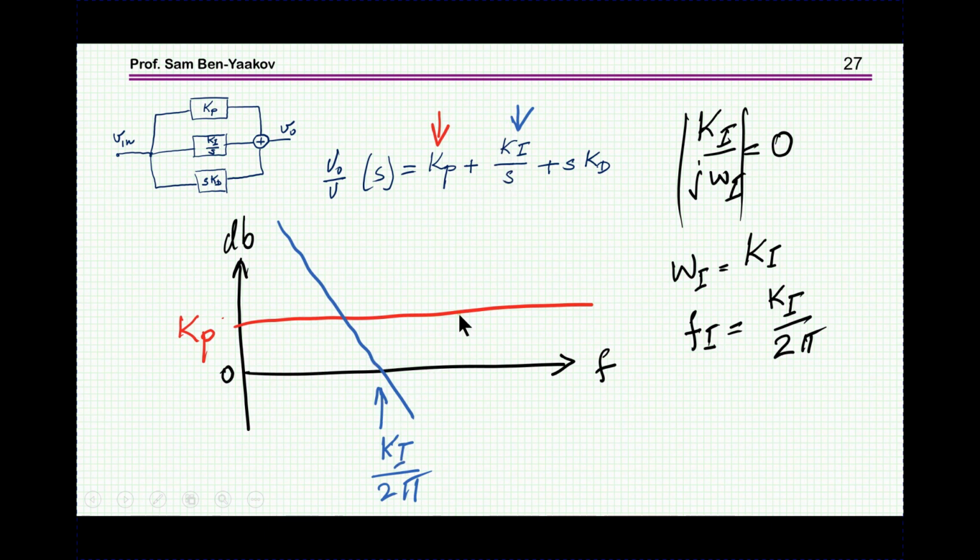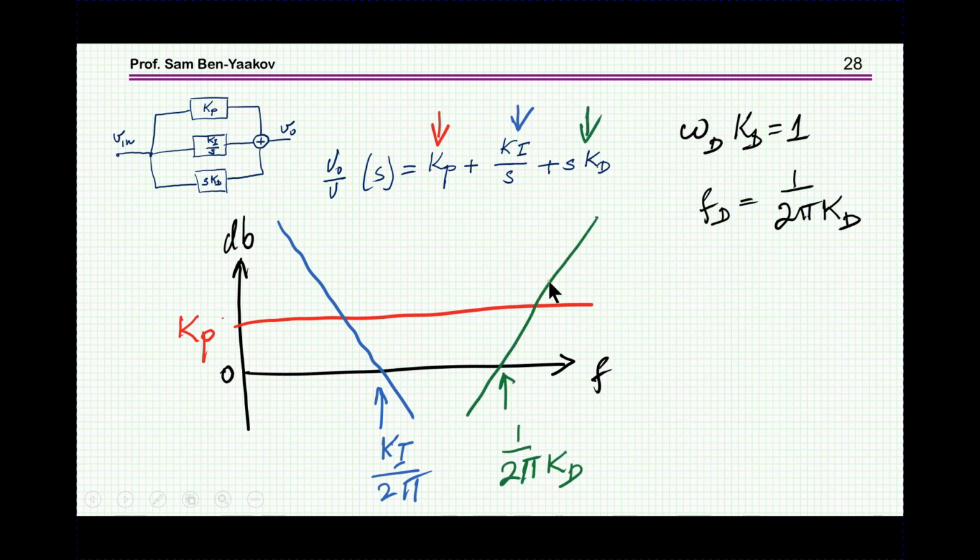And obviously it's a function of k. The larger the k, this will move back and forth. And then for the derivative, I do the same thing. I'm saying that this is a derivative, looks like this, and the crossover point is when this is equal to 1, or that the frequency is 1 over 2 pi Kd, so here is the frequency here.